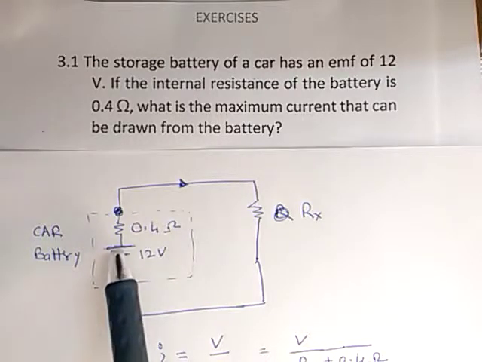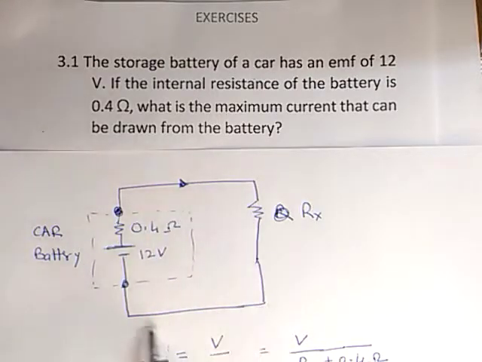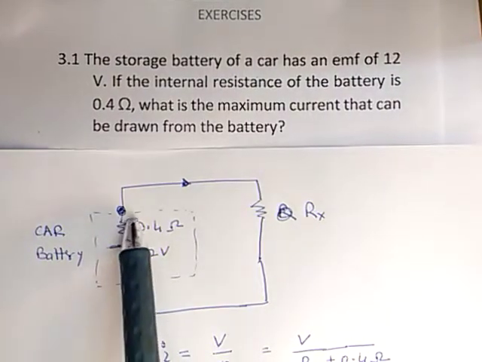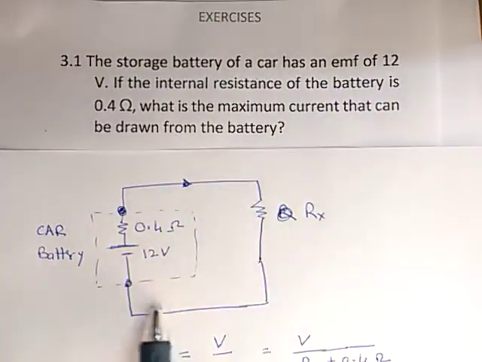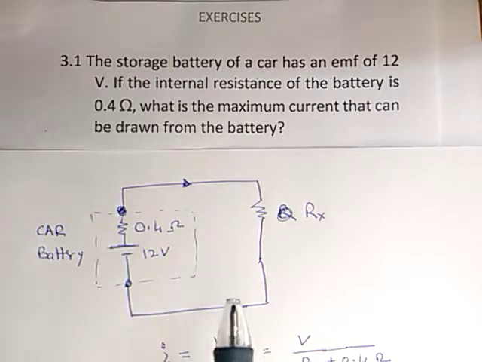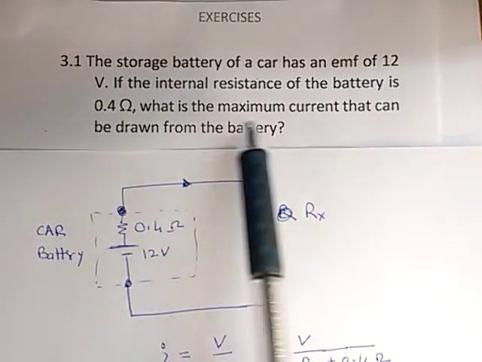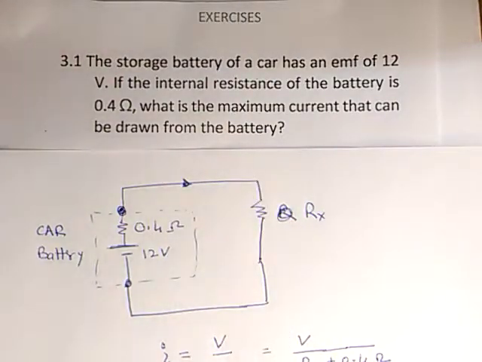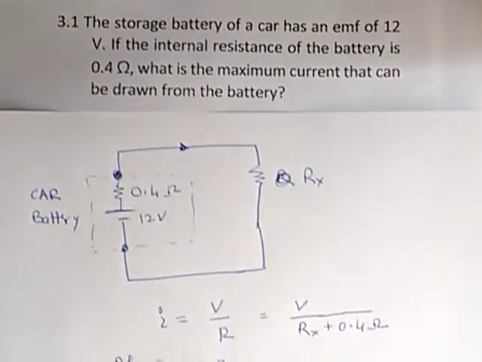The question is, what is the maximum current that can be drawn from this battery? Now, this internal resistor limits the maximum current that can be drawn from this battery. We need to calculate what that maximum current is. We'll understand it with a little example.